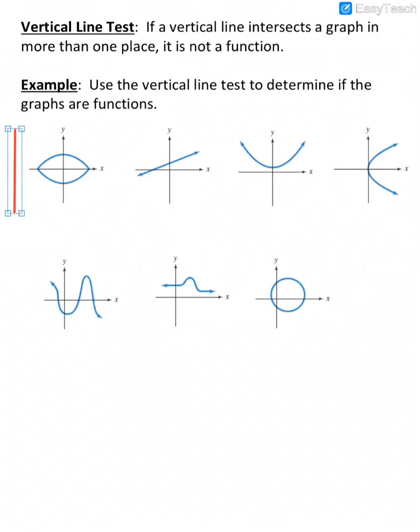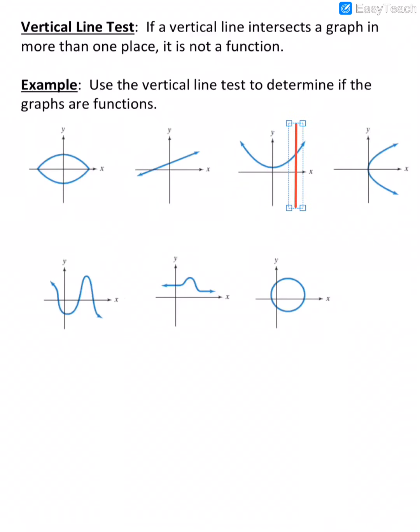Okay, so here's my vertical line. If I pass it across this first graph, you see how it's touching my line in more than one spot at a time? So that means that that graph is not a function. But this diagonal line, it is a function because it only touches my vertical line in one point at a time, in one spot at a time. So, like I said, any diagonal line would do the same thing. So any diagonal line is a function.